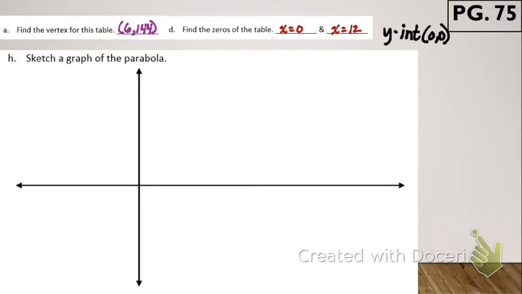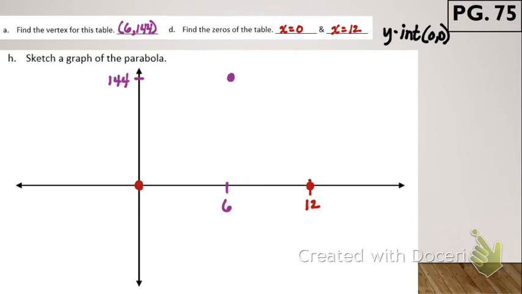0, 0, right here. That's both an x-intercept and a y-intercept here. 12, somewhere over here. I know that 6 is going to be halfway in between 0 and 12. It goes up to 144. So I'm going to have a point somewhere here. That's my vertex.